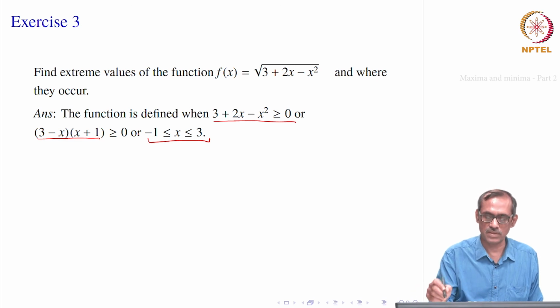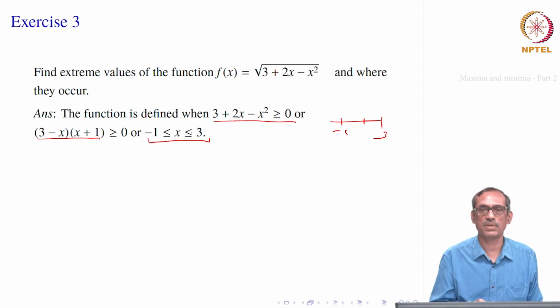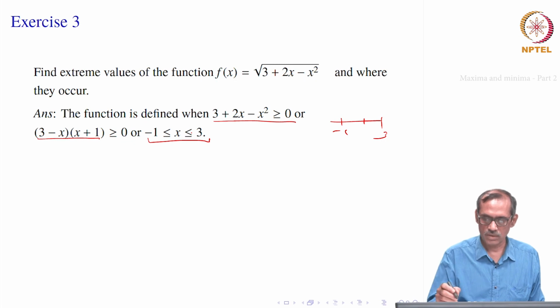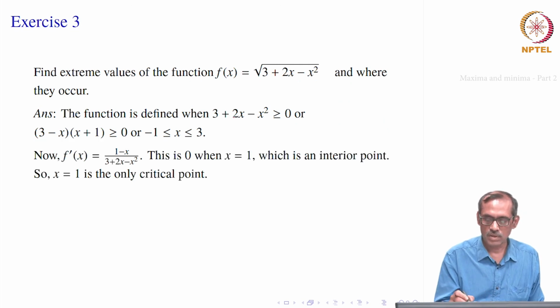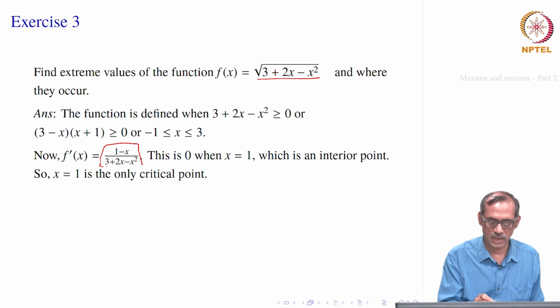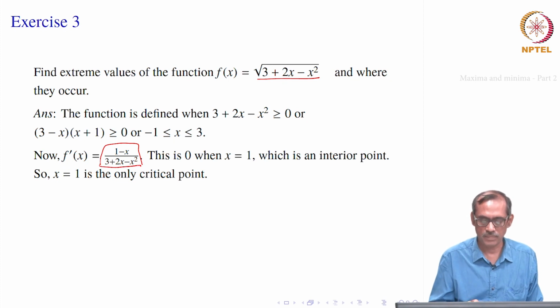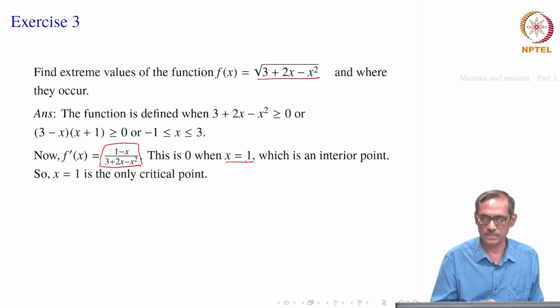It is x plus 1 into x minus 3 less than or equal to 0. So, that gives x belongs to minus 1 to 3. So, that is our domain now. We know that it is minus 1 to 3. Then there we consider the interior points and then critical points and then the end points and compare. That is what we do. So, when you differentiate, you get f prime equal to 1 minus x divided by square root of 3 plus 2x minus x square, and this is 0 when x equal to 1.